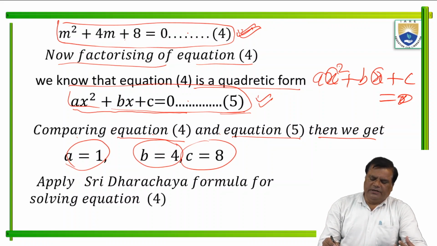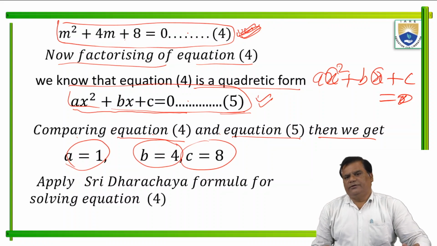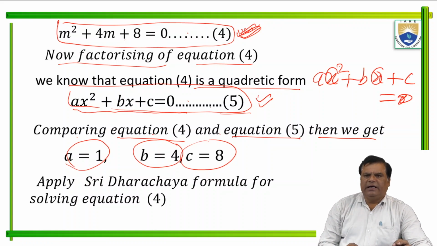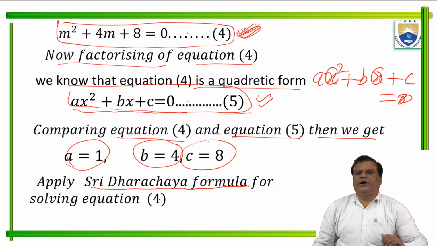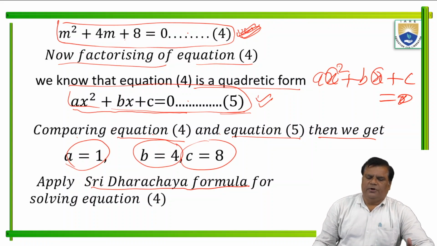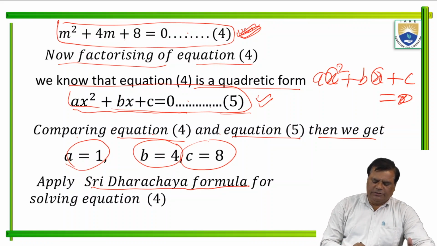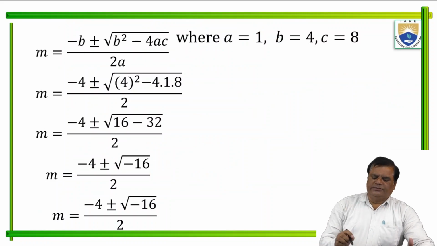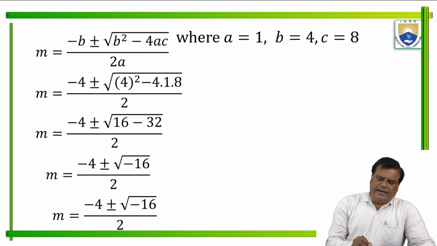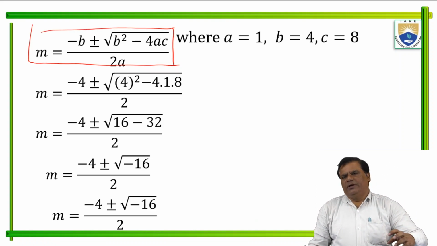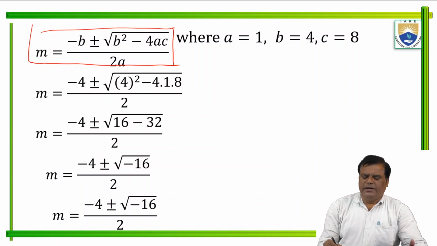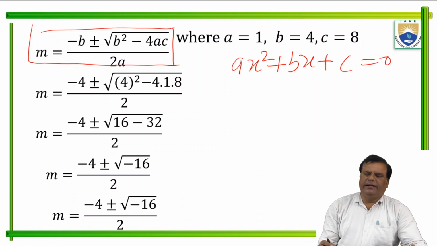Then, solving equation 4, any quadratic equation, we find the solution with the help of the Sridharacharya formula. Sridharacharya gave a very important formula for solving a quadratic equation, a second-degree equation in any variable. So to solve equation 4, I am using the Sridharacharya formula. He proved this formula for ax square plus bx plus c equal to 0.